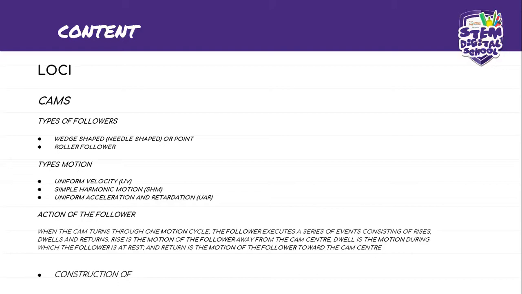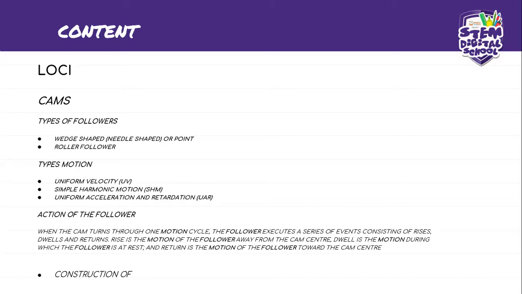Then we have the action of the follower. How does the follower work with regards to the cam profile itself? When the cam turns through one motion cycle, that is one revolution, remember we always divide the cycle into 12 equal parts, and that is a cycle. The follower executes a series of events consisting of rises, dwells and returns.